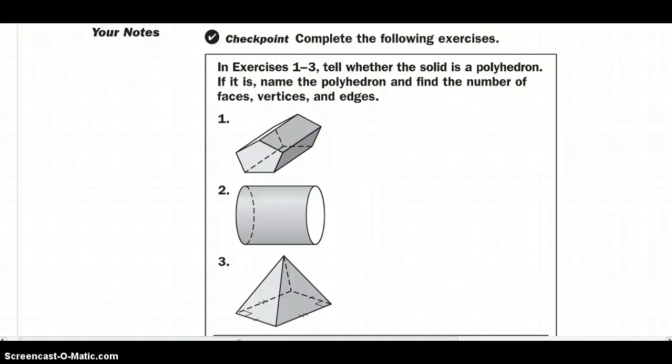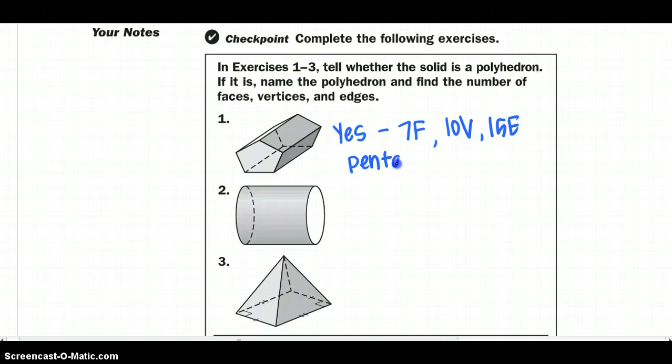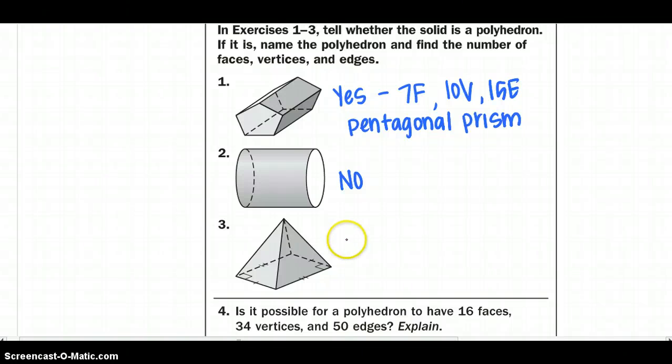Number 1, I would say it is a polyhedron. It has 7 faces, 10 vertices, and 15 edges. And since the bases are congruent, I can call this a pentagonal prism. Number 2, well, that looks like a circle, so can it be a polyhedron? No, it's not.